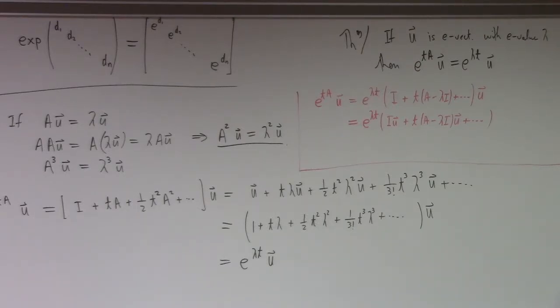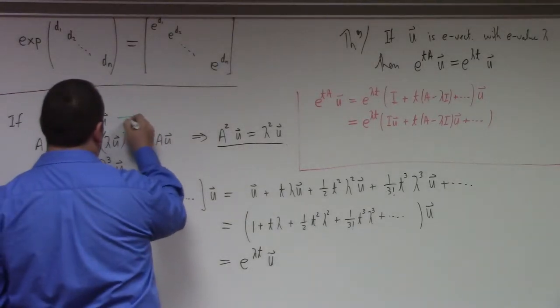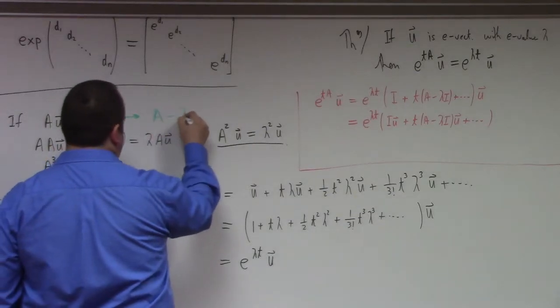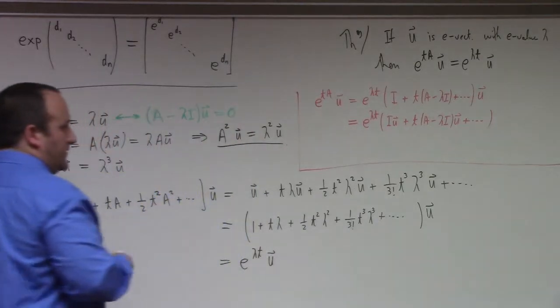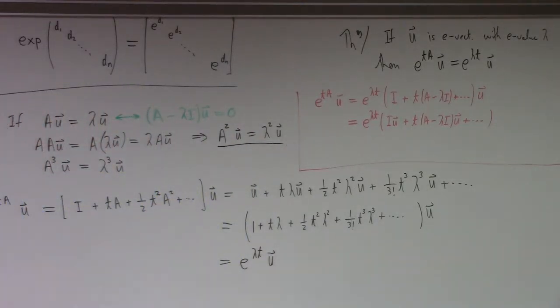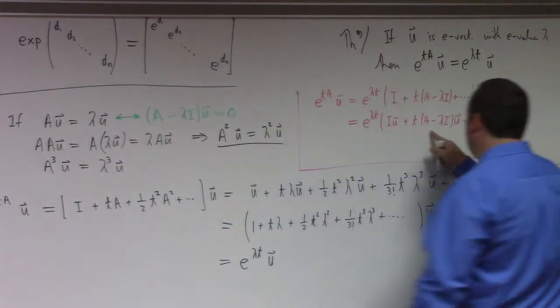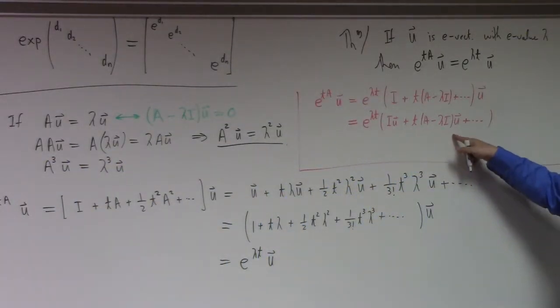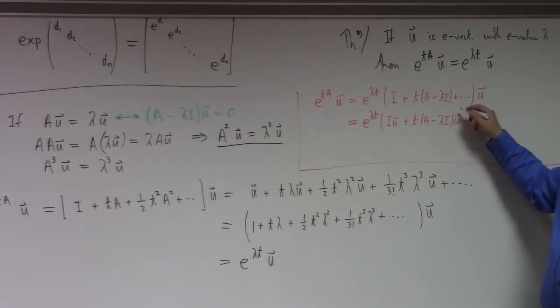What goes on there? Remember what we said yesterday? We said that Au equals lambda u is interchangeable with (A minus lambda I) times u being 0, right? That's just another characterization of an eigenvector with eigenvalue lambda. So what happens to this (A minus lambda I) u term, assuming that u is an eigenvector? This is gone. This is 0, right?